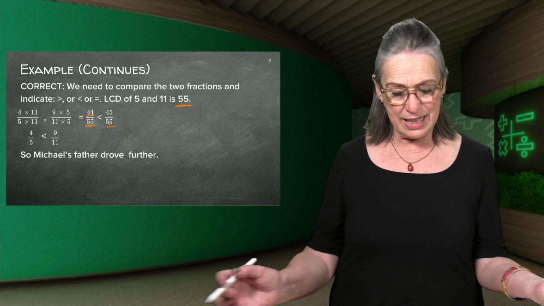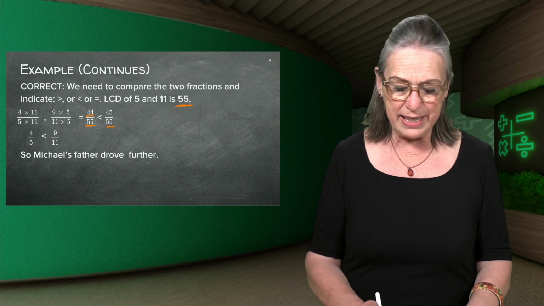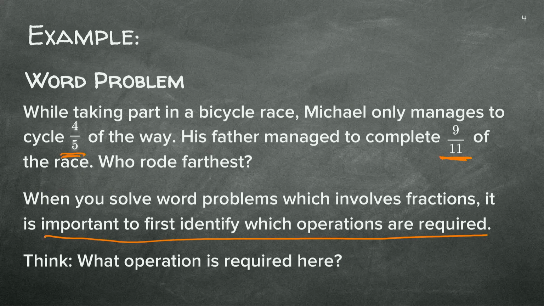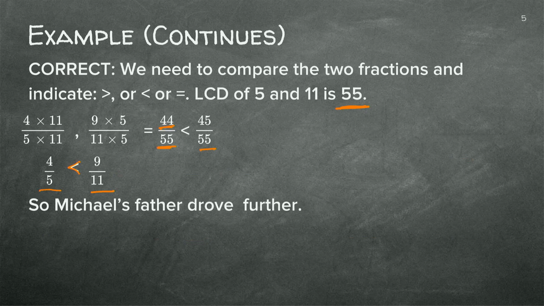So that's so easy to see. 44/55 is just smaller than 45/55. So go back to our original fractions. That means 4/5 is a shorter distance than 9/11. Now remember our question. Let's go back to our question. They ask us, who rode farthest? So if we do a proper answer, we're going to say, Michael's father drove further.